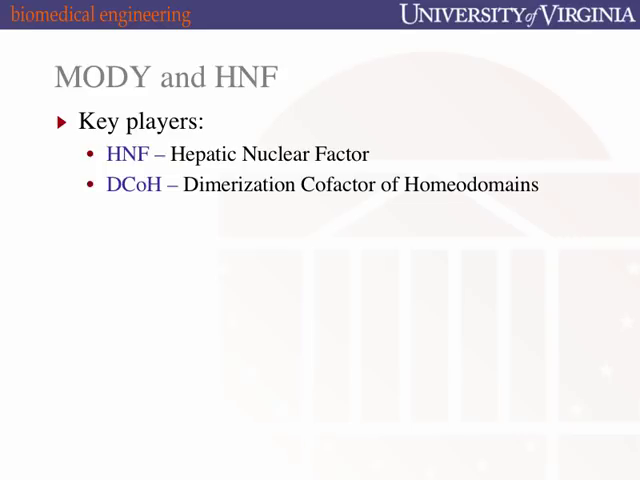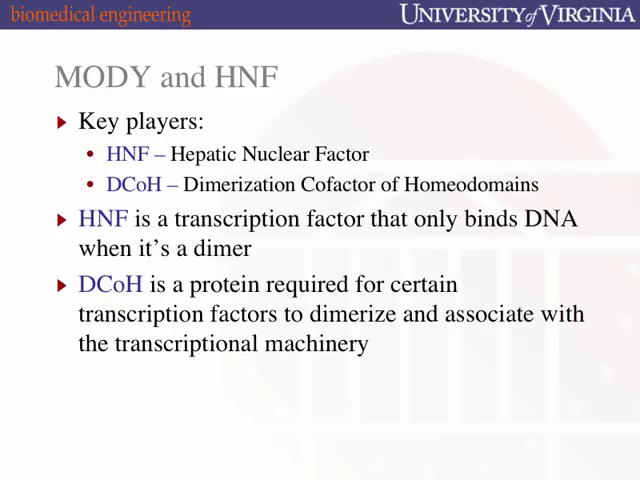However, HNFs have another partner called DCOH, dimerization cofactor of homeodomains. It acts, if you will, as a bridging molecule to bring together HNFs and to recruit the other RNA Pol2, and other factors of the pre-initiation complex. It's the trigger for assembly and transcriptional activation, whereas the HNFs provide the DNA recognition.